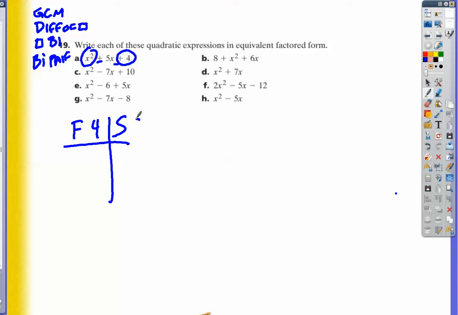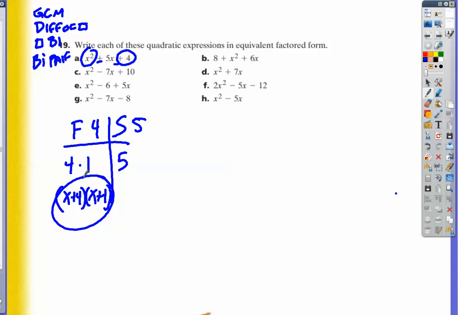Factors of 4 with a sum of 5. Well, I know that 4 times 1 is positive 4, and 4 plus 1 is a total of 5. So we have our winner. So we have x plus 4 times x plus 1.